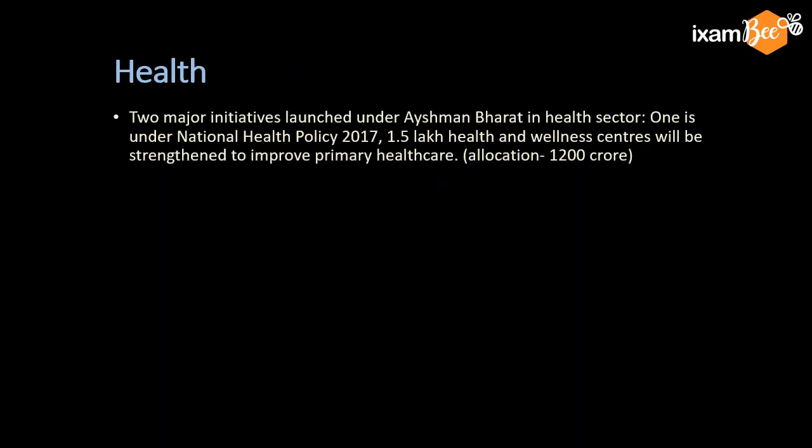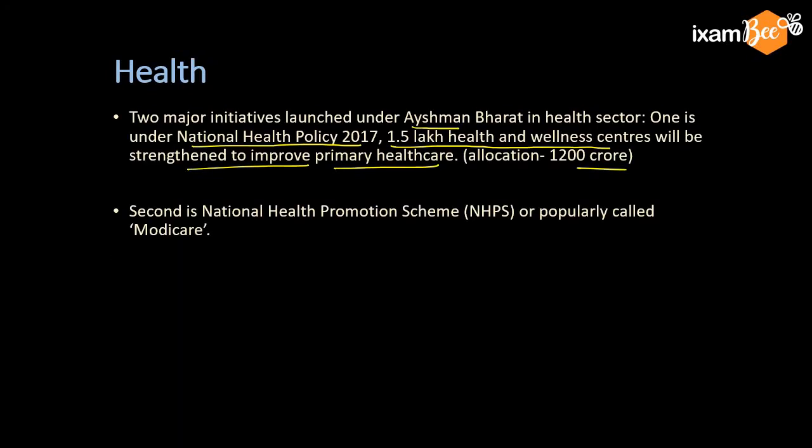On health, two major initiatives are launched under Ayushman Bharat. One is under National Health Policy 2017, 1.5 lakh health and wellness centers will be strengthened to improve primary health care, for which 1,200 crore is allocated. And second is the National Health Protection Scheme, NHPS, popularly called Modi Care. Under this scheme, about 10 crore poor and vulnerable families will be provided health coverage of 5 lakh per family per year for secondary and tertiary care hospitalization. And it is going to be the world's largest government funded healthcare program.